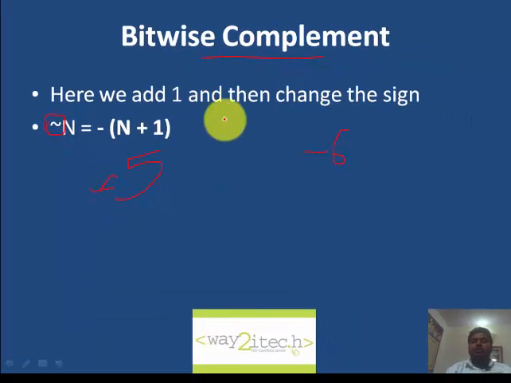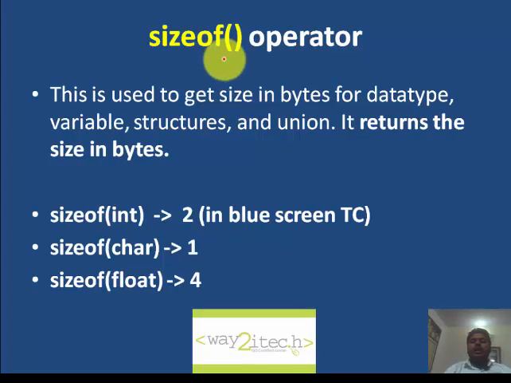This is how the bitwise complement works. Next is the sizeof operator. This is used to get the size in bytes for a data type, variable, structure, or union. You need to find the size of any variable.